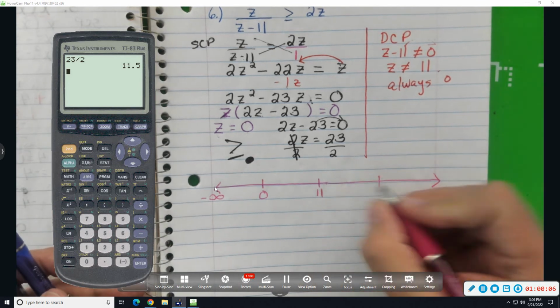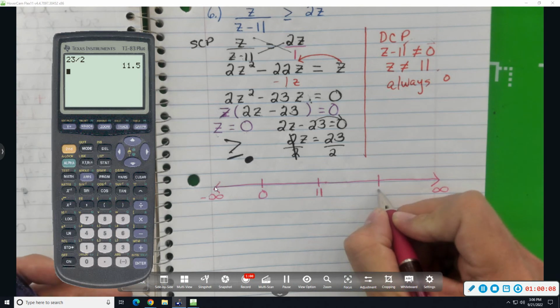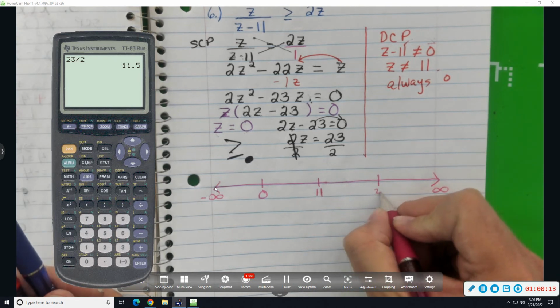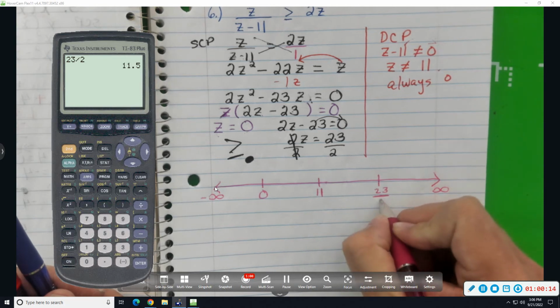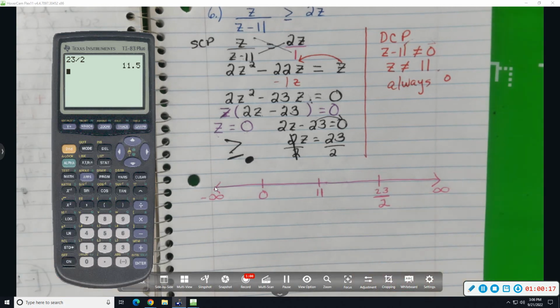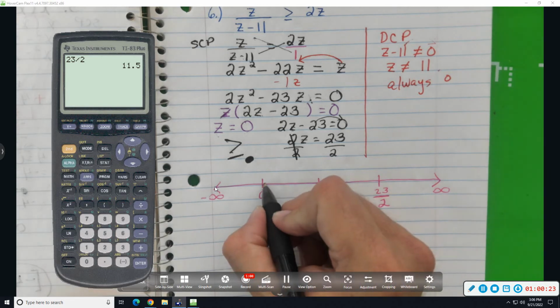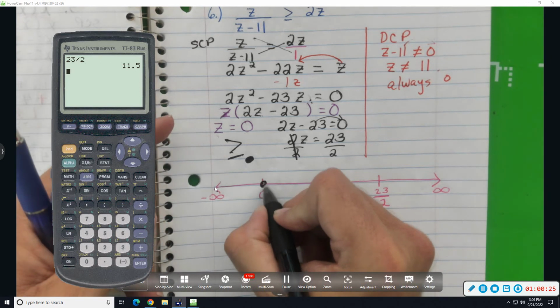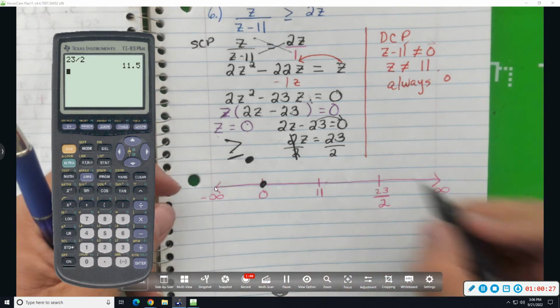11. And then 11.5, but I'm going to write it as 23 over 2. Pearson doesn't want you to use decimals unless we're talking about dollars and cents. Okay? So, close circle on the 0 and the 23 over 2.